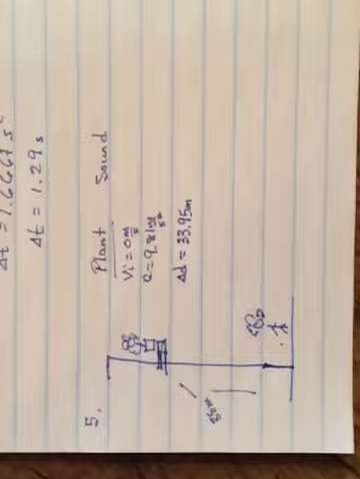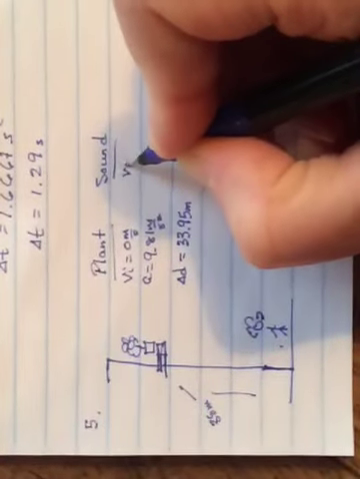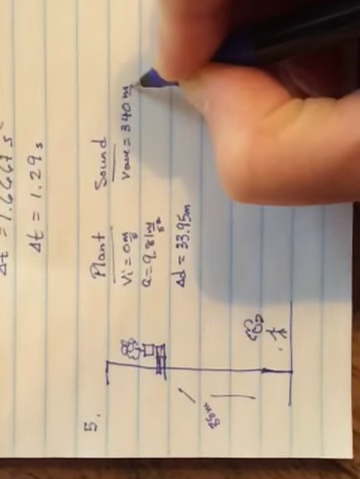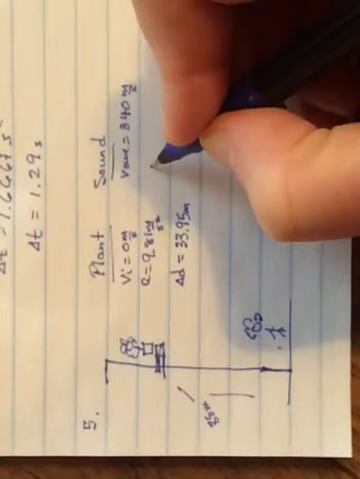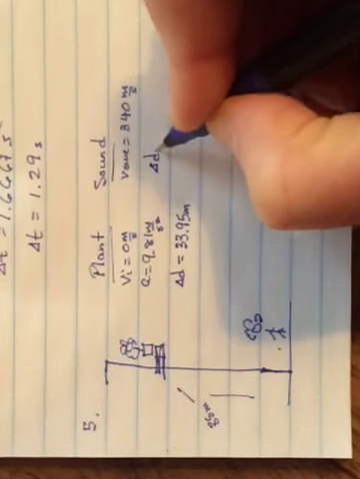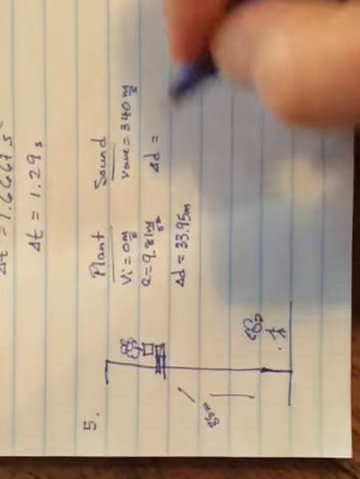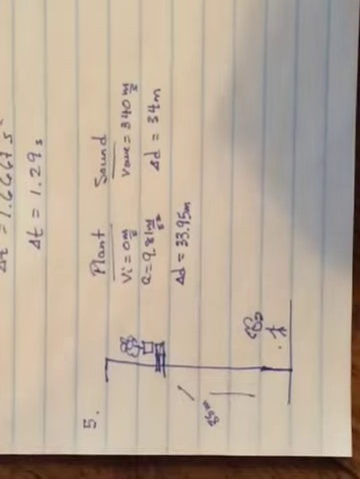Okay, now it tells you sound, so the VAV for the sound is 340 meters per second. And the sound has to go all the way to her ears, which is 5 centimeters below the top of her head. So it has to travel an extra 5 centimeters. So the delta D for the sound will be 34 meters.